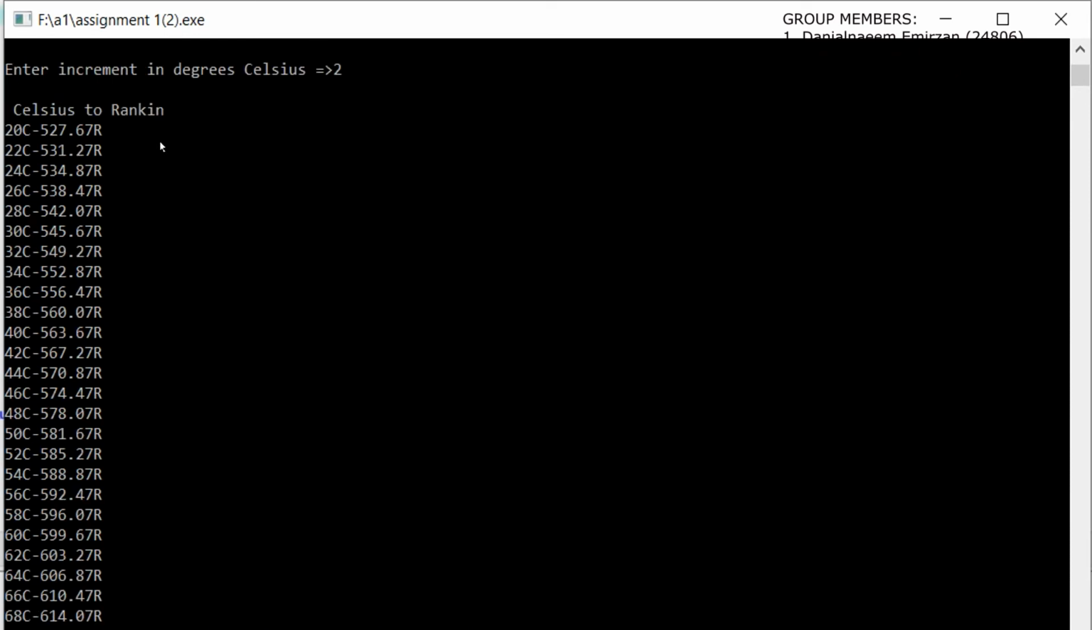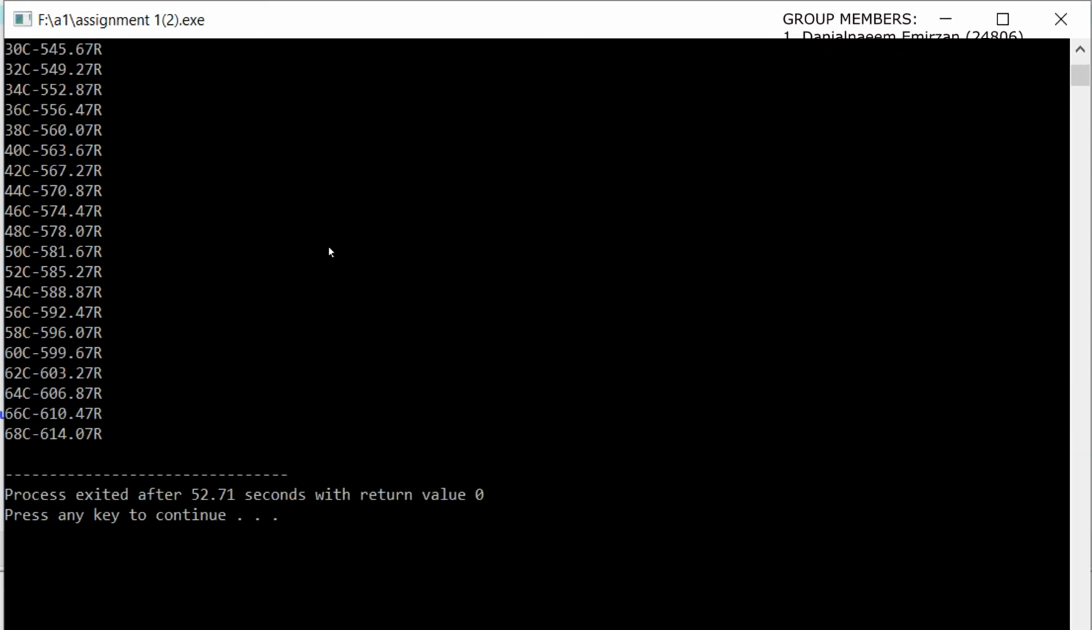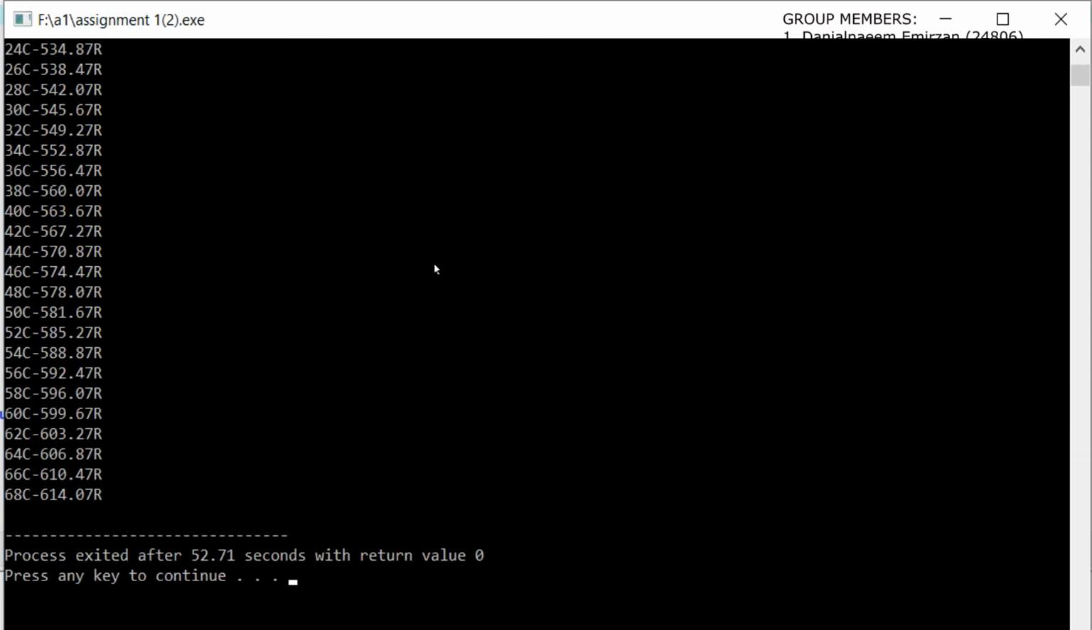So these are the result for conversion between Celsius to Rankine, which is 20 degrees Celsius equal to 537.67 Rankine. So that's all from me for question 2.